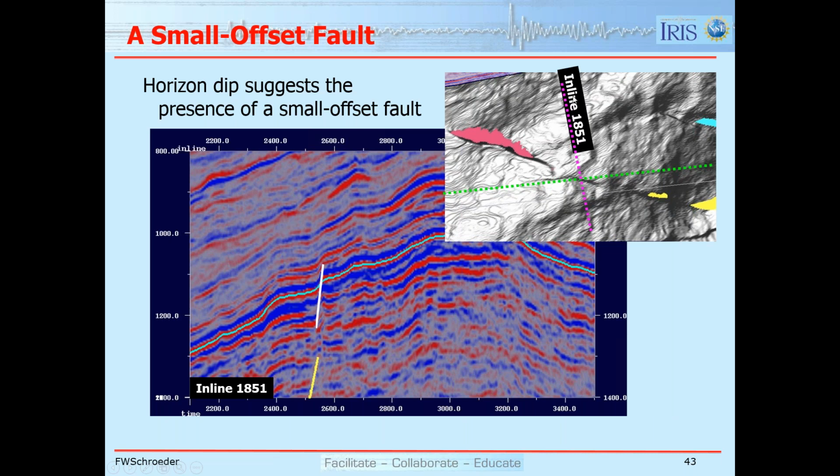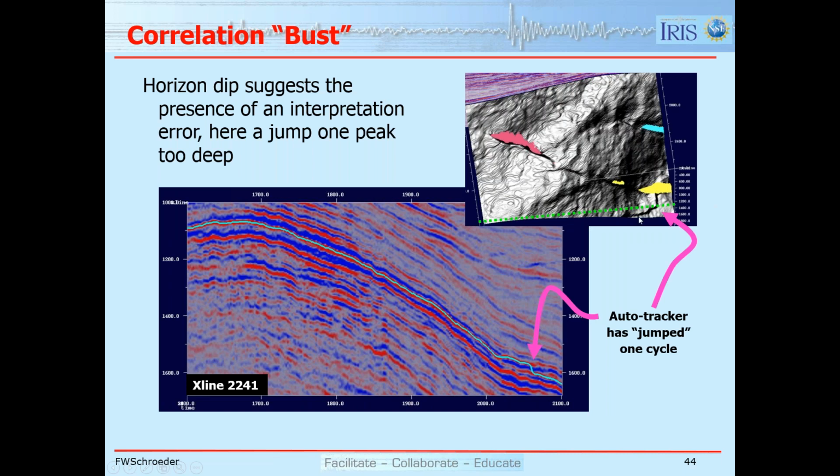Another example, Inline 1851 cuts through here. Here's where that little offset is. Inline 1851, the aqua horizon comes along, and it was not broken by the auto tracker, but now I see that it looks reasonable to have a little bit of an offset there. And it looks like this is projecting down to the fault that was picked down here, the light yellow fault. And then down here where I have high dip, and then it goes to, oops, I'm sorry, hit the clicker by mistake, goes to the north.